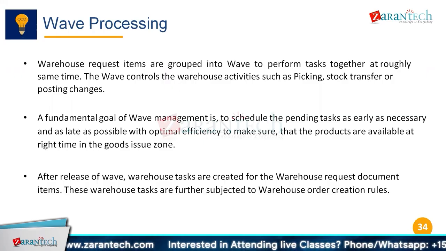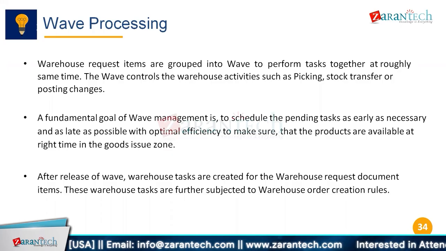Now, what happens in wave? We group the deliveries and create a task together for more than one delivery. Now, there are two optimizations we achieve here. First, you're not going to create tasks for each delivery independently. You will be grouping them and creating the tasks together. Now, what is the benefit of doing this?